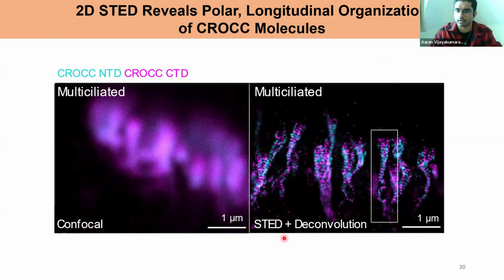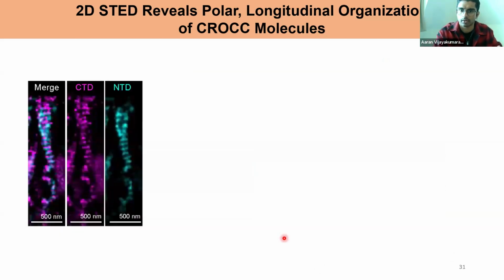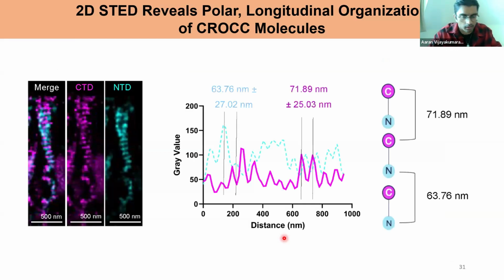2D STED plus deconvolution. And what we can see just by this is that the N and the C terminus of rootletin, of CROC, form this striated, repeated pattern. And what this suggests, after doing some measurements, we found this not only to be consistent across individual rootlet fibers, but it suggests that rootlets assemble in a polar manner.